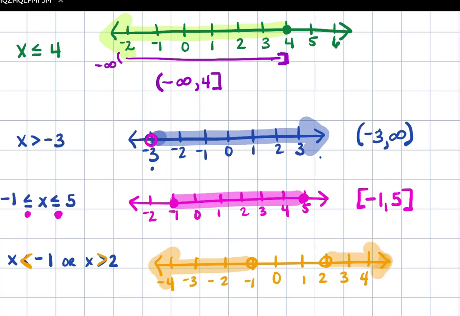So this looks like we have two intervals. First, we have the interval between -infinity and -1, and it can't equal either one. And then we have the interval between 2 and infinity. It can't equal either of those, so we use parentheses. And then, because it's both of them, we'll do union, like that.